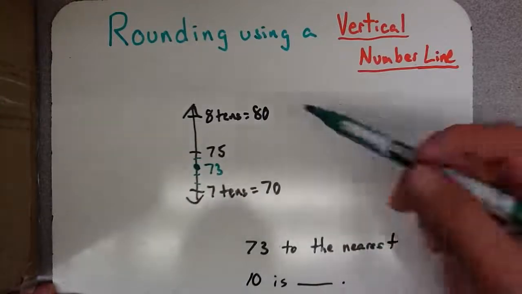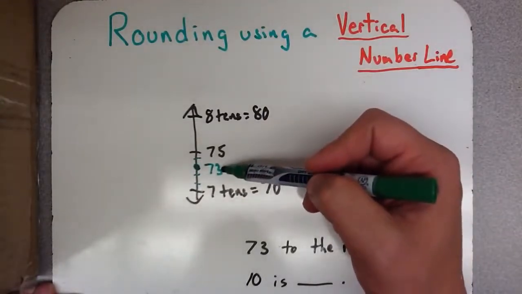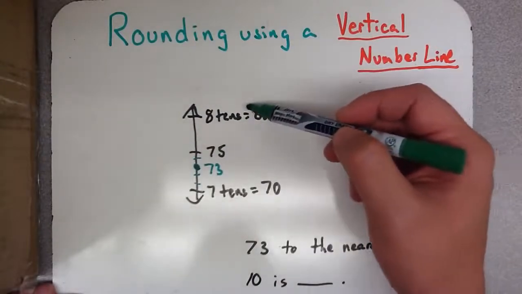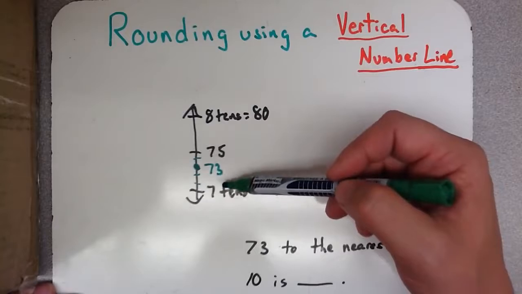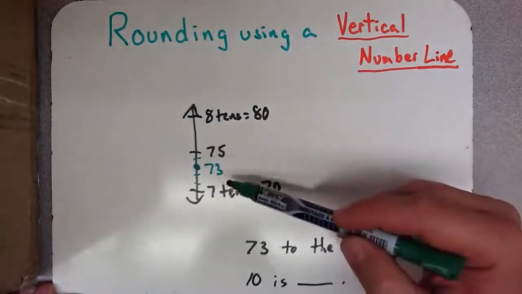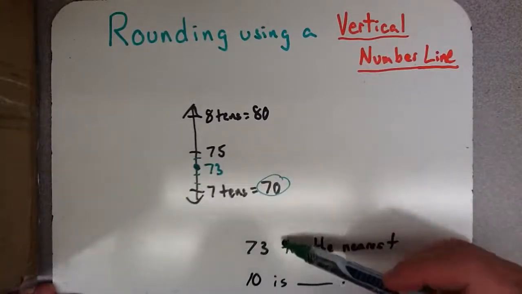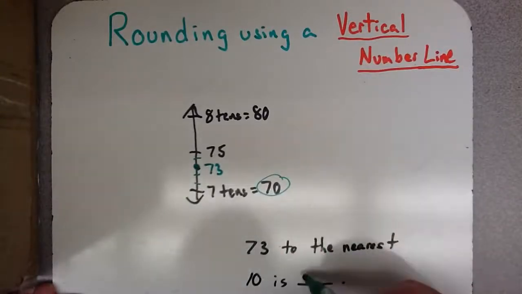Now, the next step is, with 73 on my number line, is it halfway or more? If so, to the nearest 10 would be 80. If it's less than halfway, the nearest 10 would be 70. Well, it's less than halfway, so it would be 70. So 73 to the nearest 10 is 70.